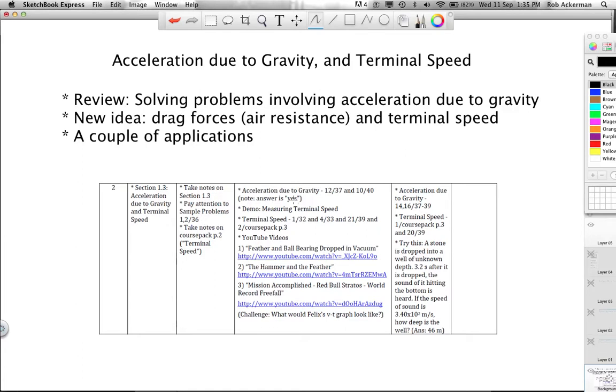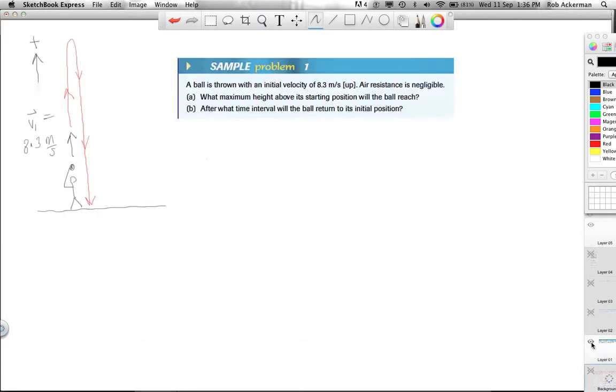In class, we will work on those grade 11 type problems, acceleration due to gravity. Then I'm going to do a demonstration where we're going to start getting into the idea of terminal speed and air resistance and drag forces. We'll take a look at how to solve some of those problems. And don't forget, there's always a bunch of YouTube videos. One of them we're going to look at in today's video. The others are something for you to look at on your own. All right, so without further ado, here we go.